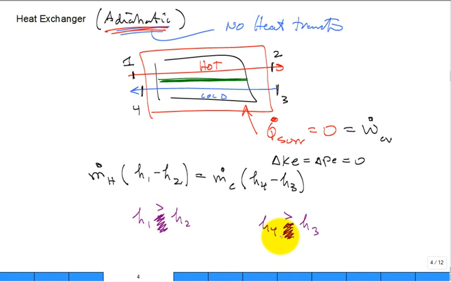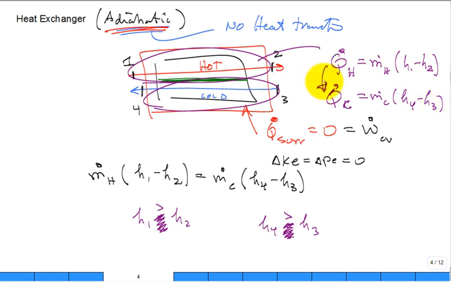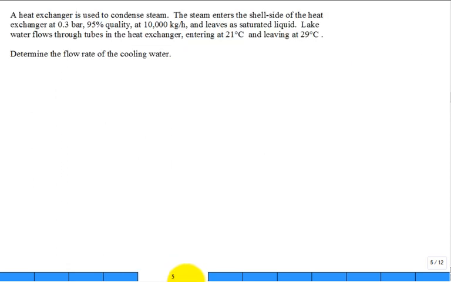What you can do is sometimes I'll do an analysis of one half of the heat exchanger. Basically the Q out of the hot is equal to the mass flow rate of the hot times H1 minus H2. And that, if I look at the other half of the heat exchanger, is what's flowing into the cold. And that's equal to the mass flow rate of the cold times H4 minus H3. So what flows out of the hot flows into the cold. Energy is conserved. There's no flow to the surroundings. I don't have time to solve this problem, so I'm going to go ahead and skip it.